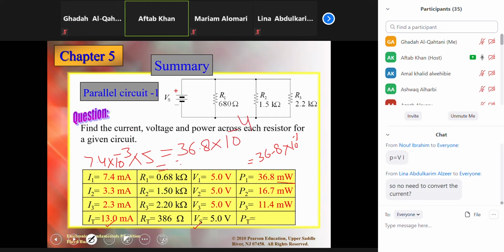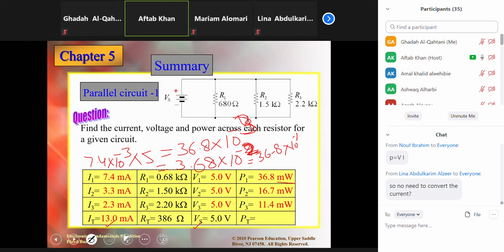Which is going to be 3.68 into 10 to the power minus 2. This is what it will give you, so you have to write watt.